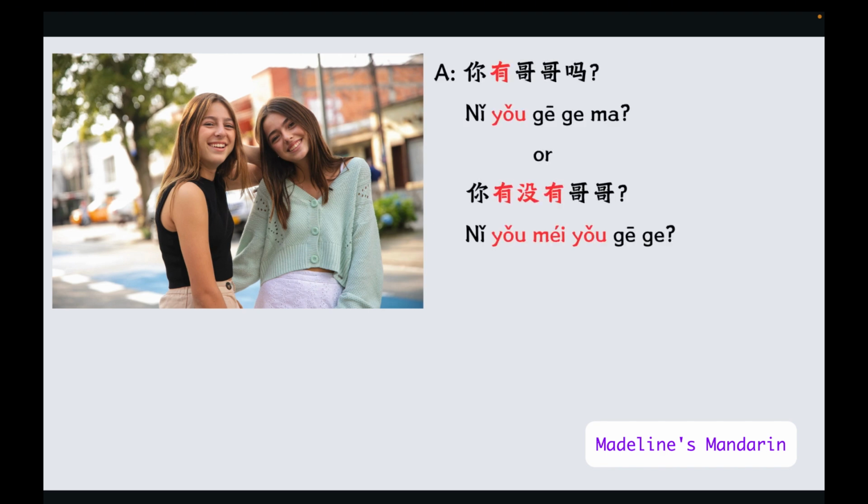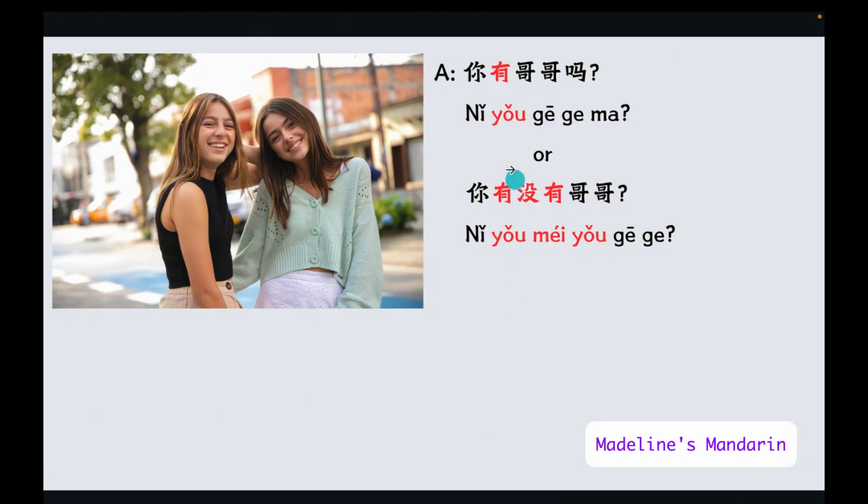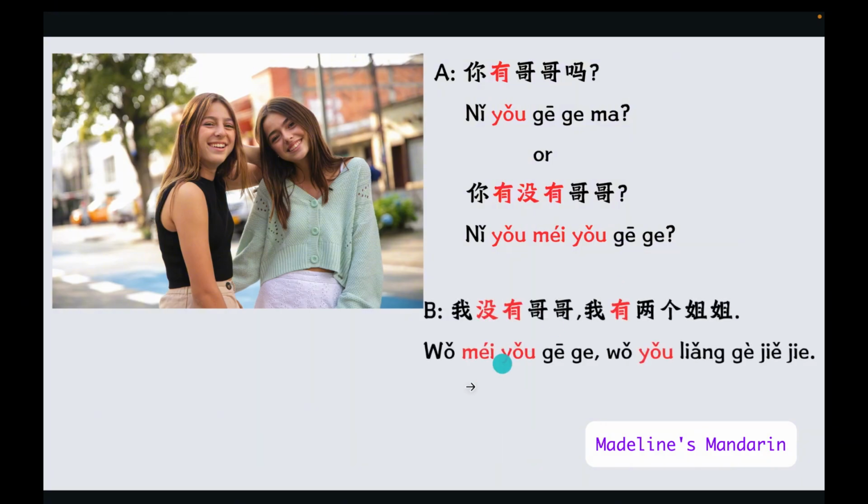Now, when you want to talk about your siblings with your friends, you might be asked some questions like, do you have brothers? Do you have sisters? For example, do you have older brothers? 你有哥哥吗? Or 你有没有哥哥? How to answer this question? For example, 我没有哥哥, I do not have older brother. 我有两个姐姐, I have two older sisters.